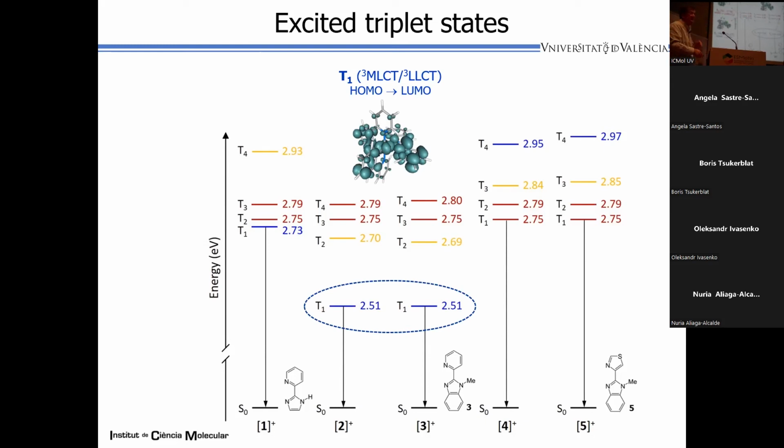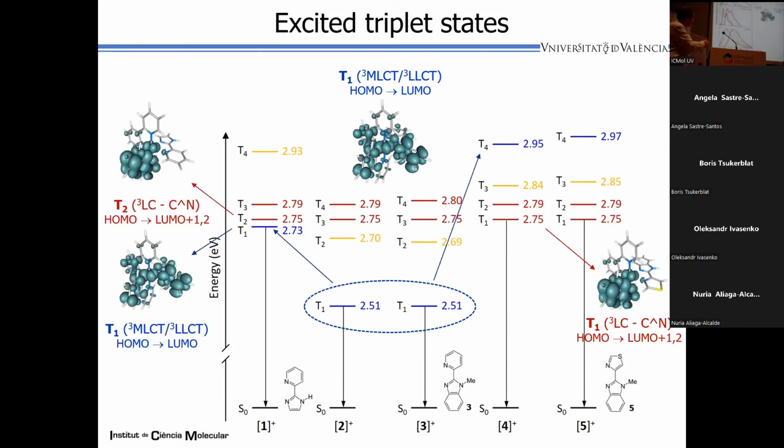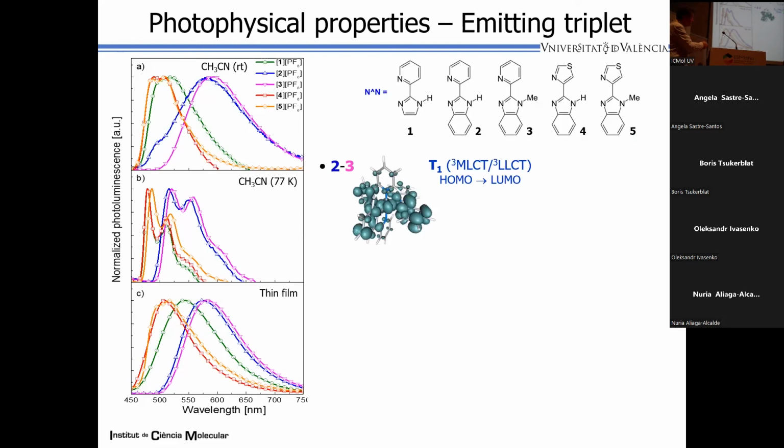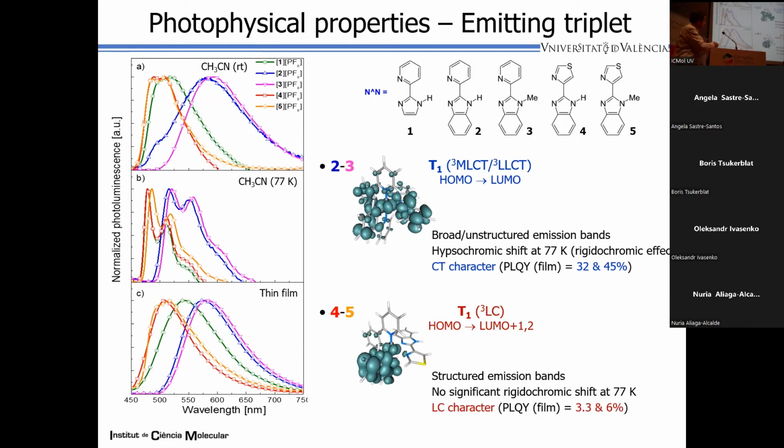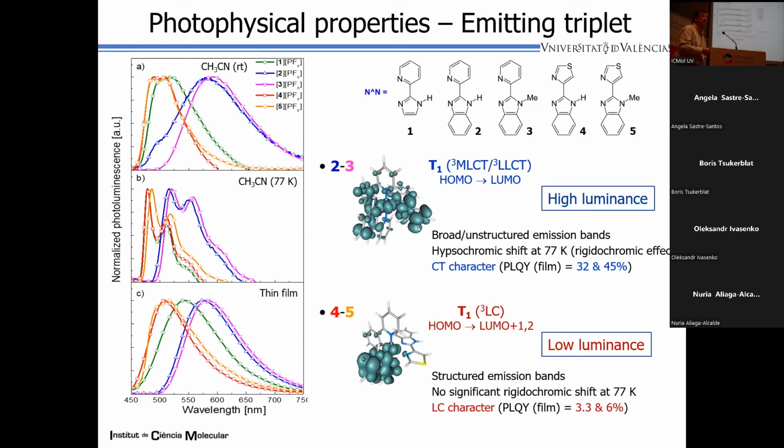And that changes the emission properties completely, because for 2 and 3, with no thiazole, you have a metal-to-ligand, ligand-to-ligand charge transfer state, and you have this broad band with almost no structure, and it has a large rigidochromic effect. That means that when you decrease the temperature, it shifts to the blue. By contrast, for 4 and 5 with the thiazole, you have a ligand-centered emitting state. You have this structured band with no rigidochromic shift, and this is a ligand-centered emitting state. High luminescence, low luminescence.